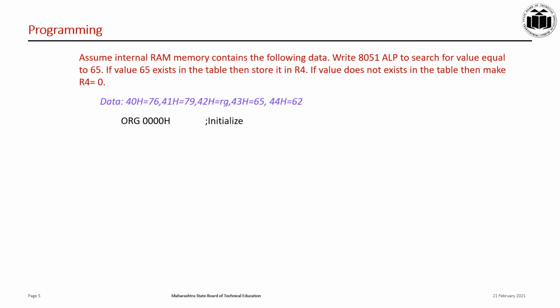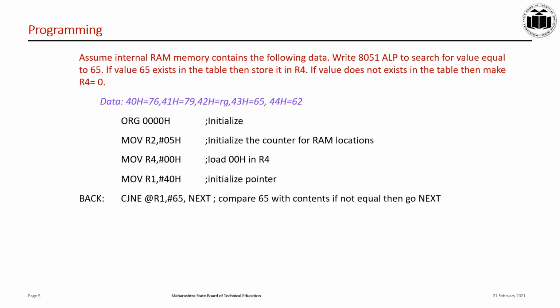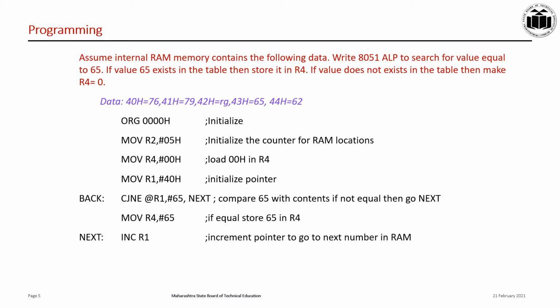ORG 0000 initializes the starting memory address. First, we will initialize the counter for RAM locations by using the instruction MOV R2, #05H. Then we will move the value 00H into register R4 by using the instruction MOV R4, #00H. Then we will initialize the pointer for memory locations by using the instruction MOV R1, #40H. Then we will compare the number 65 with the contents of the memory location pointed to by R1, and if the content is not equal, then go to the label next.